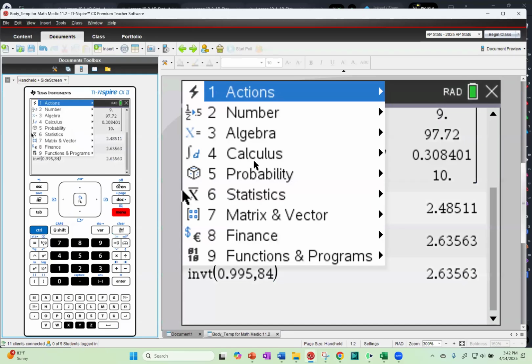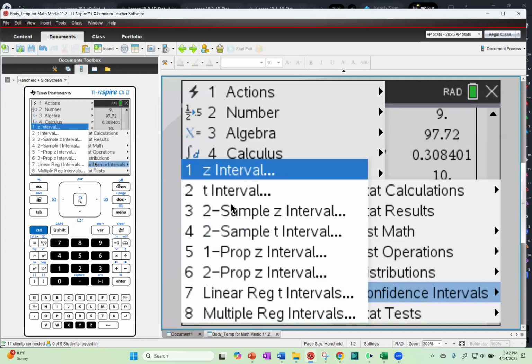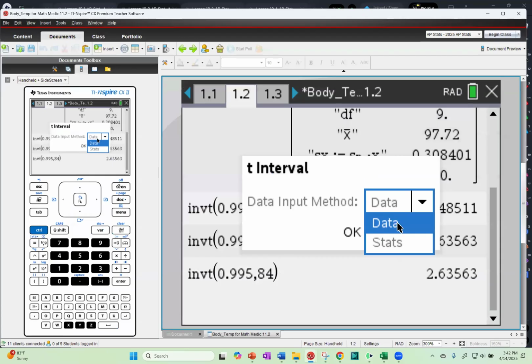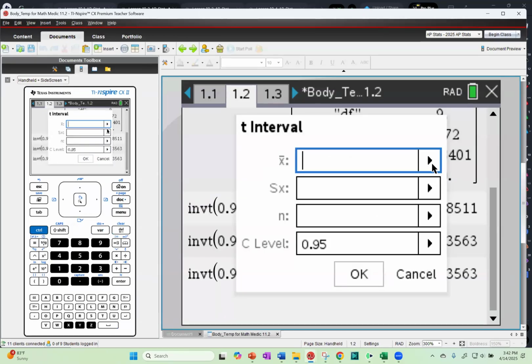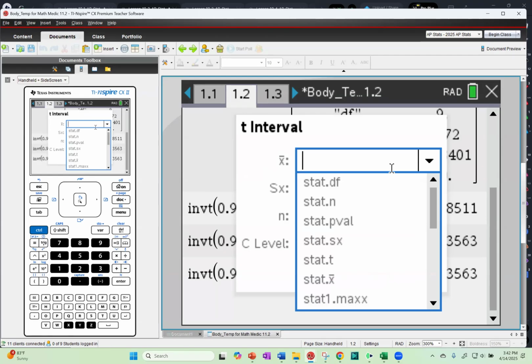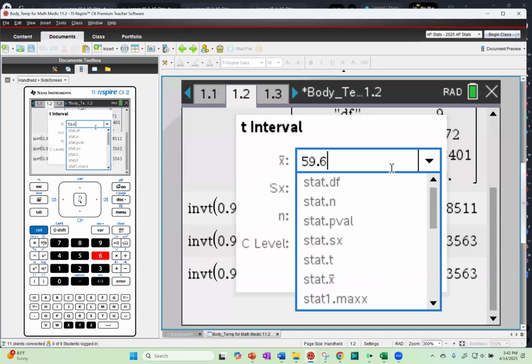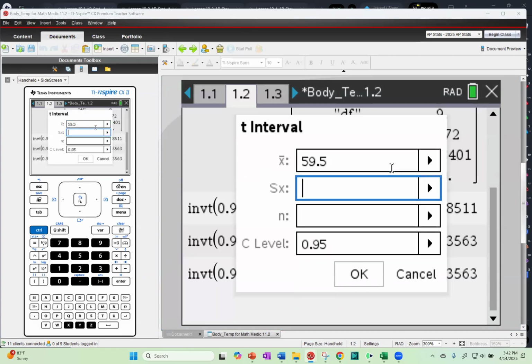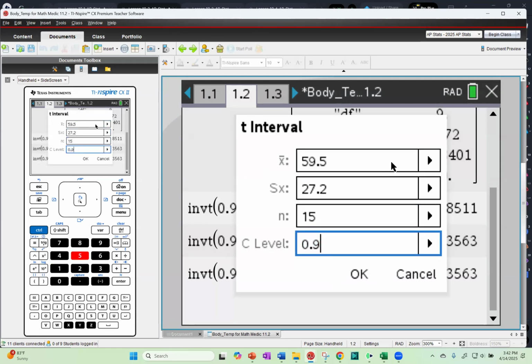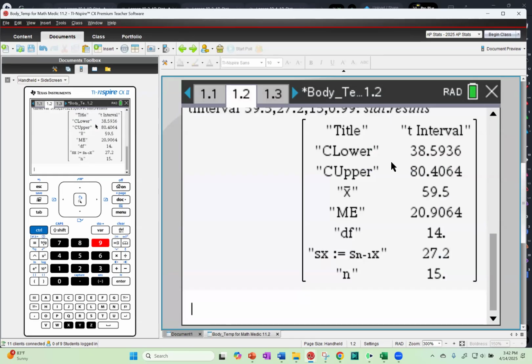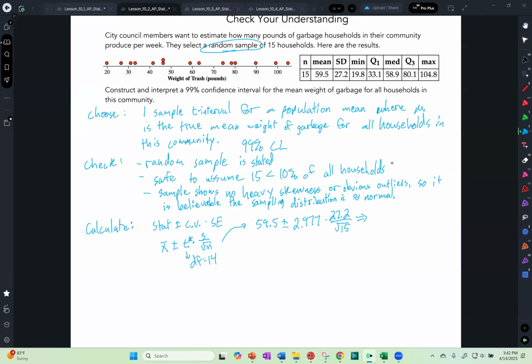But I also have a calculator. Statistics, confidence intervals, t-interval, right? I've identified all these things by naming the procedure from the beginning. X bar, oh yeah, what was that sample mean? 59.5. My standard deviation was 27.2. Sample size was 15. Confidence level is 99. And so there she blows. All right, so my confidence interval 38.6 to 80.4.